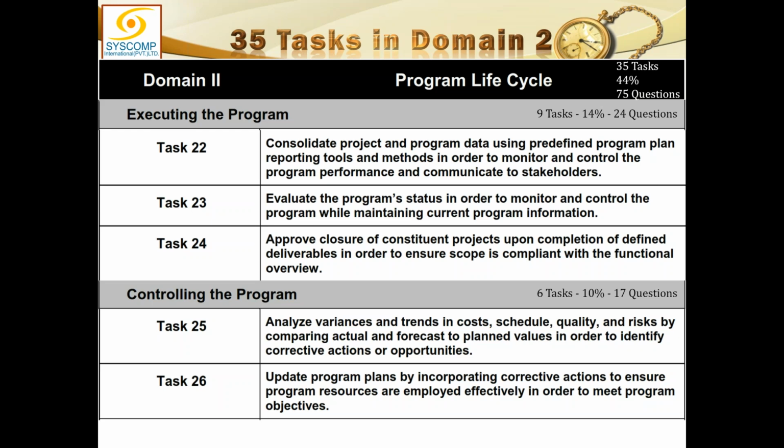We understand as project managers how we do the variance analysis and the trend analysis. But the only thing special here is that we are concerned about cost, schedule, quality, risk. These are the areas where the variances are more important to us. So we'll be comparing actuals against what was planned, and we will forecast to the planned values in order to identify any corrective actions or opportunities. So this is the first step in the controlling of the program.